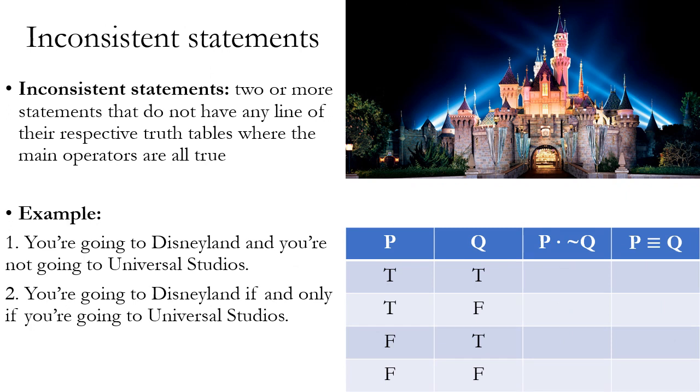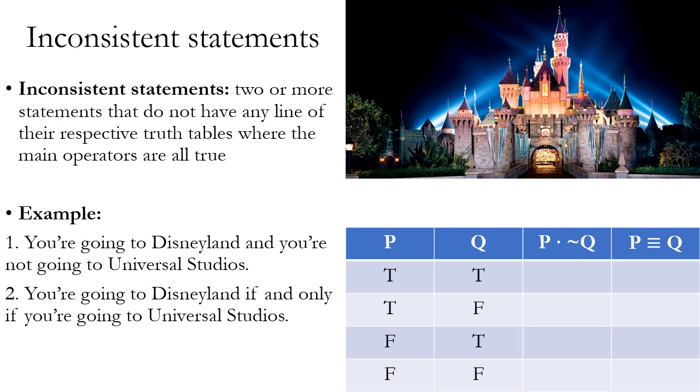And then finally, let's look at the definition of inconsistent statements. These are statements that do not have any line of their respective truth tables where both of them are true. So there's always going to be at least one of them false or both false on every row of their respective truth tables. So let's look at a pair of ordinary language examples.